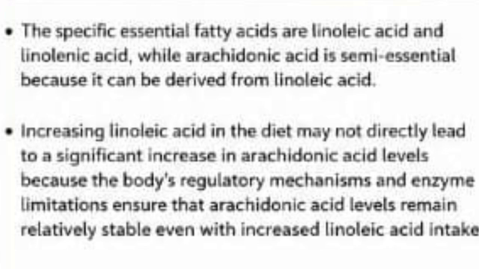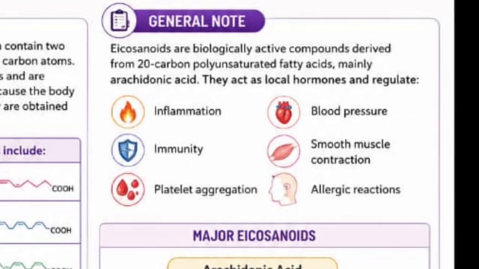You get it now? So one thing you have to know in general is that eicosanoids are biologically active compounds. That is the first thing to know, and they are derived from 20-carbon polyunsaturated fatty acids. Are you getting it now? The eicosanoid there is arachidonic acid, and they are biologically active. They are very, very important.